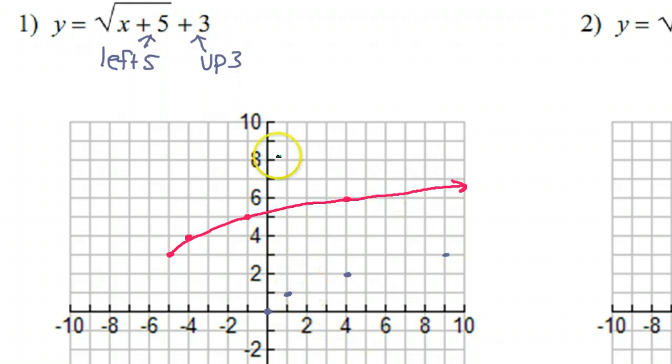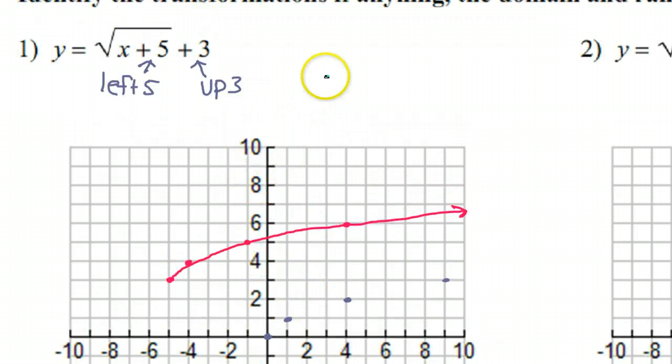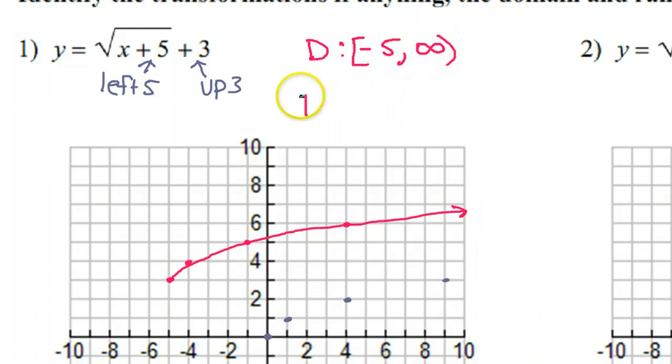Okay, we're also supposed to state the domain and range. So the domain is the x value, so it goes from left to right. It's from -5 to infinity. And then the range is the y value, so bottom to top, that's from 3 to infinity. So that's how you do number 1.